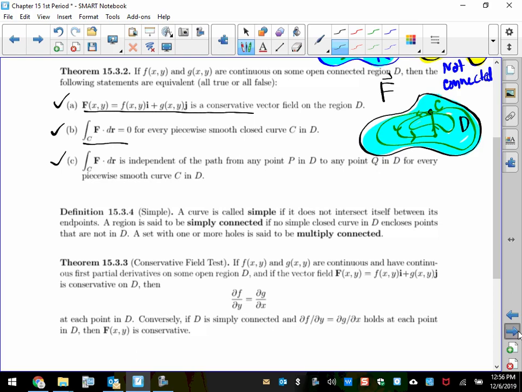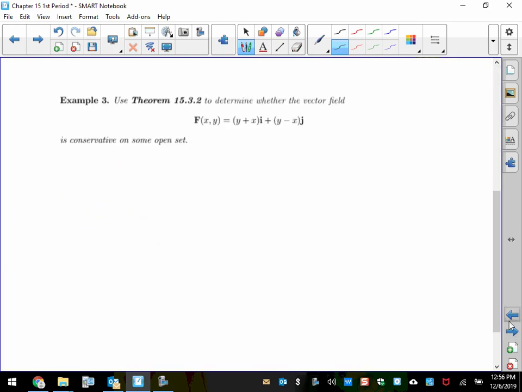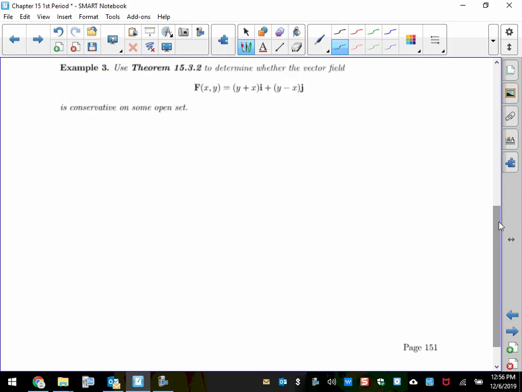So let's use that theorem on this next problem. They say use theorem 15.3.2 to determine whether the vector field is conservative on some open set. Now, you could start hunting out there to find some potential function phi whose gradient is f, but you might be looking for a while in order to find that. Or what we could do is show that it's path independent. But in order to show that, you'd have to show that the work accomplished is 0 on every single path.